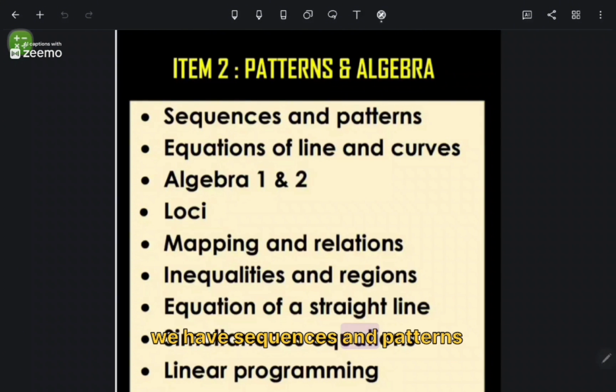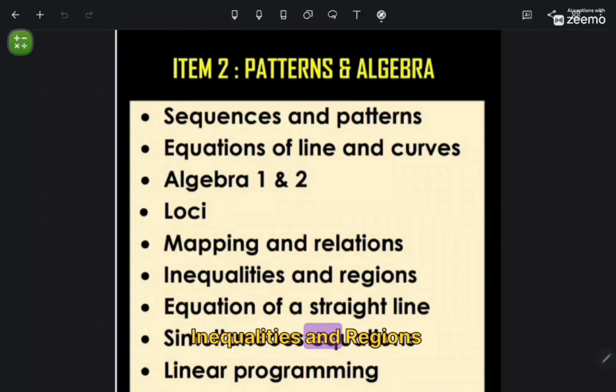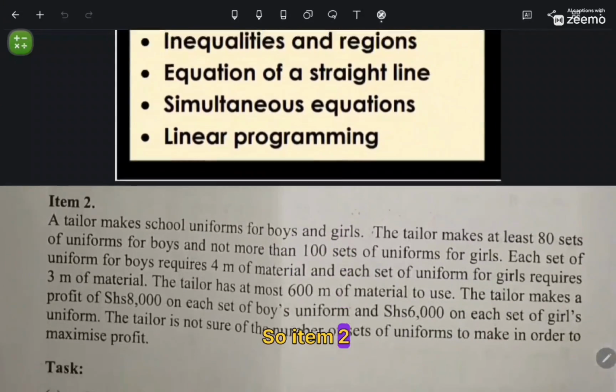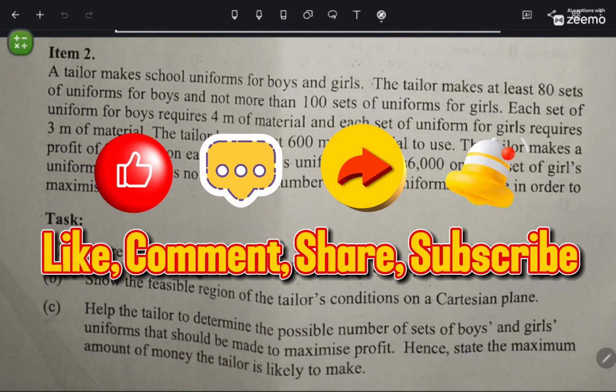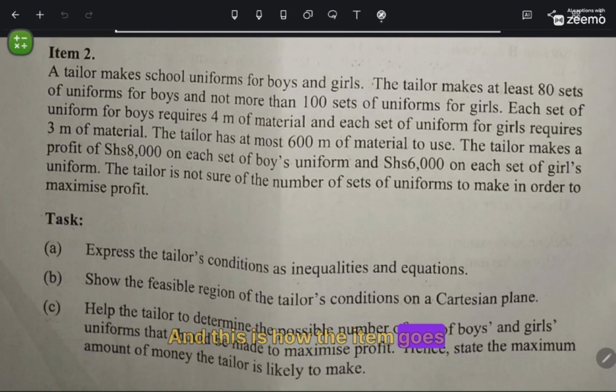We have sequences and patterns, equations of the line and curves, algebra 1 and 2, loci, mapping and relations, inequalities and regions, equations of the line, simultaneous equations, linear programming. So item 2 of UCE 2024 is displayed on your screen, and this is how the item goes.